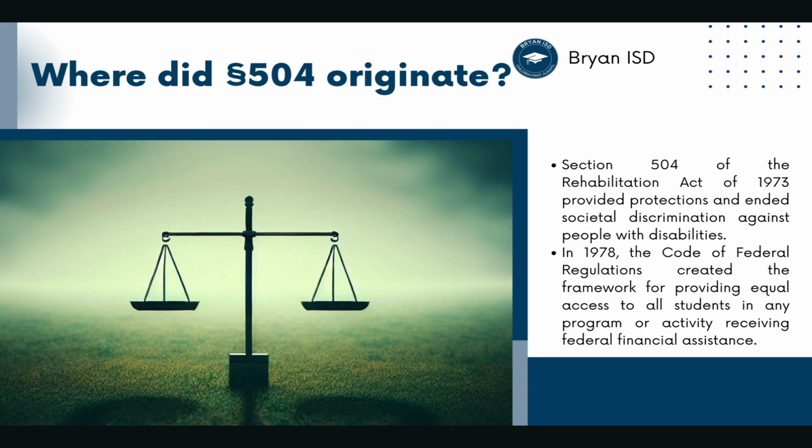One of the results of the civil rights movement of the 1960s was the creation of the Rehabilitation Act of 1973. This act provided protections and ended societal discrimination against people with disabilities. In 1978, the Code of Federal Regulations created the framework for providing equal access to all students in any program or activity receiving federal financial assistance.